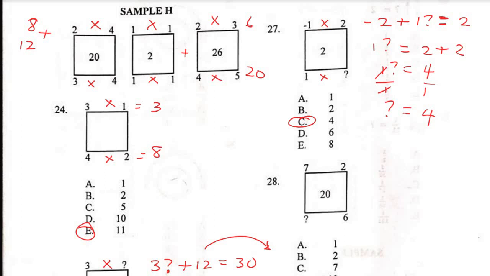Alright, 1 times minus 2 is minus 2. 1 times 4 is 4. 4 minus 2 will give me the middle term, which is 2.